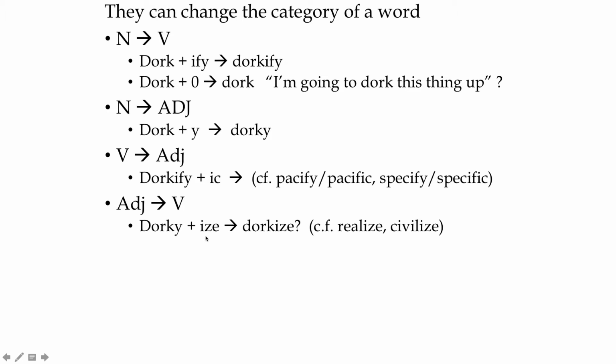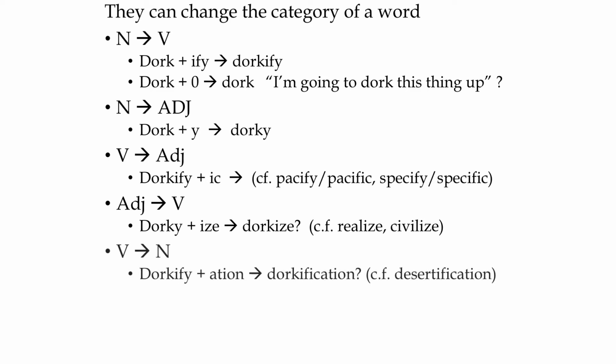And this actually illustrates the fact that derivational morphemes tend to be really picky. It's often unpredictable which derivational morphemes will attach to which roots. A verb, dorkify, could become a noun by adding -ation. So dorkify and -ation could be dorkification, something like desertification. I could take our adjective dorky and turn it into a different kind of noun by adding -tude. Dorkitude, maybe. Your dorkitude astounds me.